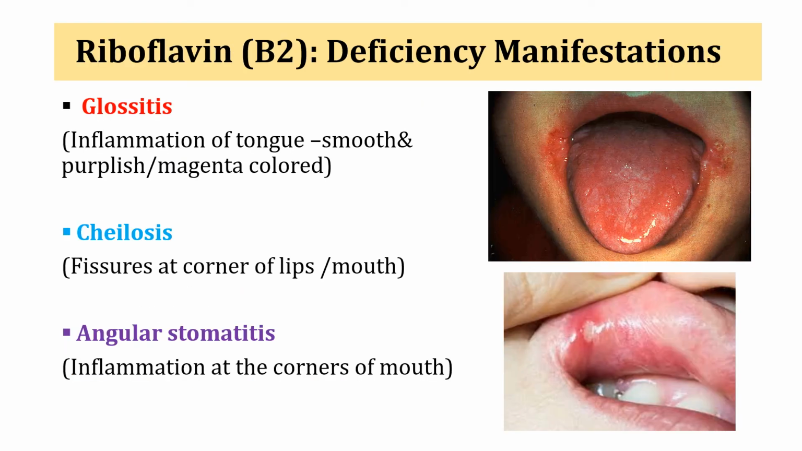Now deficiency manifestations of riboflavin. Riboflavin deficiency can cause glossitis, cheilosis and angular stomatitis. Glossitis is the inflammation of tongue and tongue becomes smooth and magenta colored. Cheilosis is fissures at the corner of lips or mouth. Angular stomatitis is the inflammation at the corners of the mouth. Besides this, riboflavin deficiency can also cause anemia because it can alter the absorption of iron in the intestine and can cause anemia.